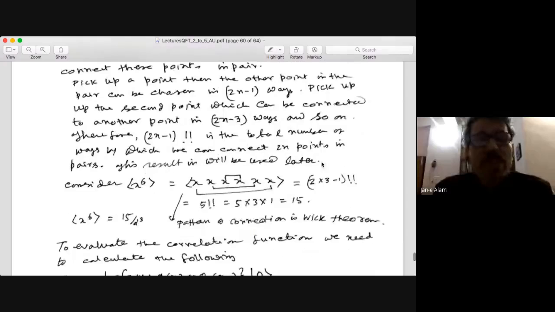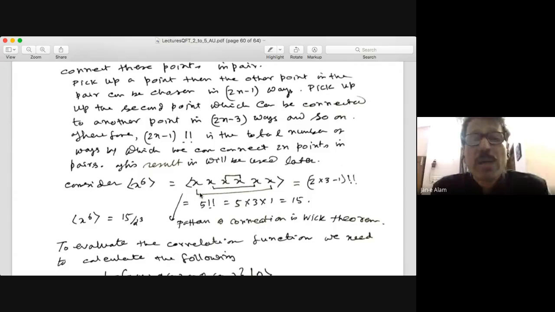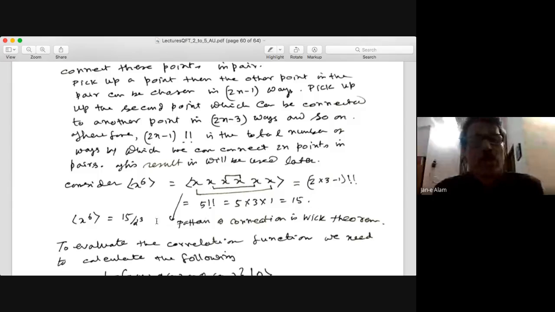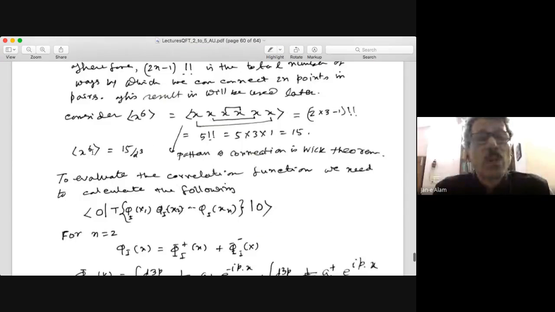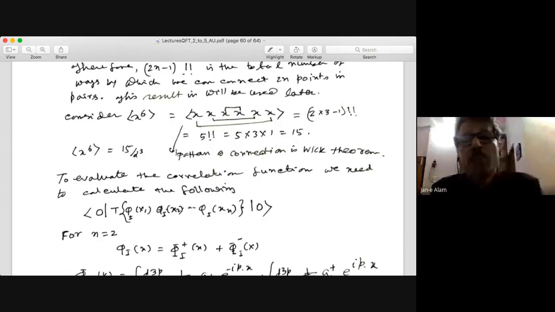So take an example, x to the 6. One point I pick up, I can connect it with any other 5, so 5 ways. Then 2 are gone, so out of 4 I can pick up 1, and that I can connect in 3 ways. And the rest 2 points I can only connect in 1 way. So 5 into 3 into 1 is 15, right? So the average value of x to the 6 will be, in your case, 15 by alpha cube.